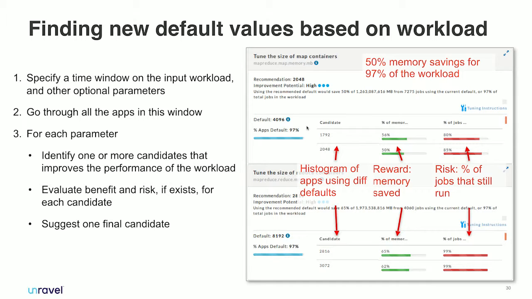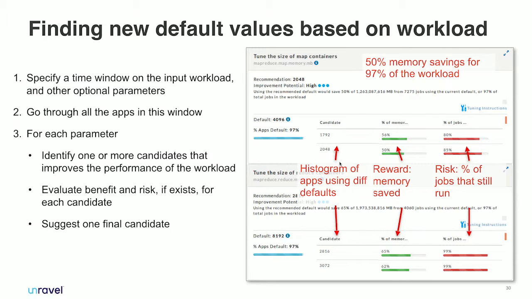want to look at, because if you see that most of your jobs are not using the default, then there's not much use in changing the cluster default. The other side of the story is the risk, right? If you lower it to the extreme, you would save a lot of memory, but probably a lot of the apps would fail because they are running out of memory. So this is one example where there isn't one right answer.